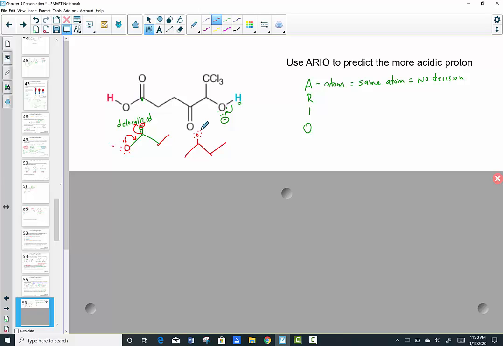If I did go further, I notice that the right blue proton does have influence by the inductive effect, whereas the left side, the red proton, has no inductive effect. So if I'm trying to decide between resonance and induction, go right down the acronym ARIO. Resonance beats induction. And therefore, the more acidic proton is the one in red.